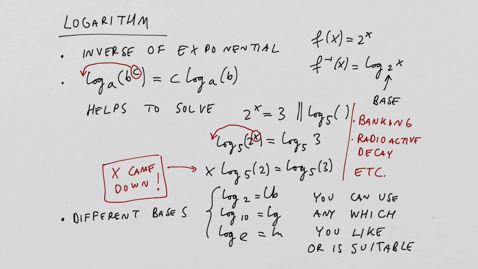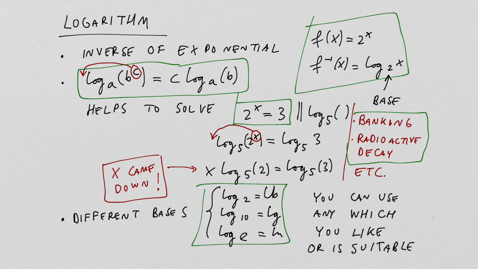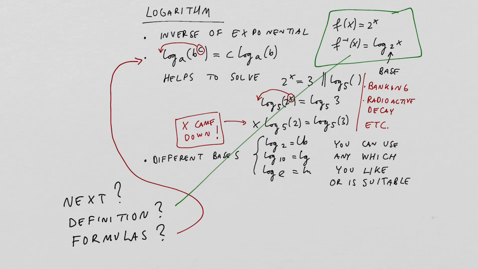As a conclusion, a logarithm is the inverse of an exponential function. Perhaps the best formula of logarithms is this one, which allows us to solve exponential equations which are related to banking, radioactive decay, and many processes. And you can use a logarithm of any base. Perhaps in the next video we talk about the definition of a logarithm and some of the formulas.